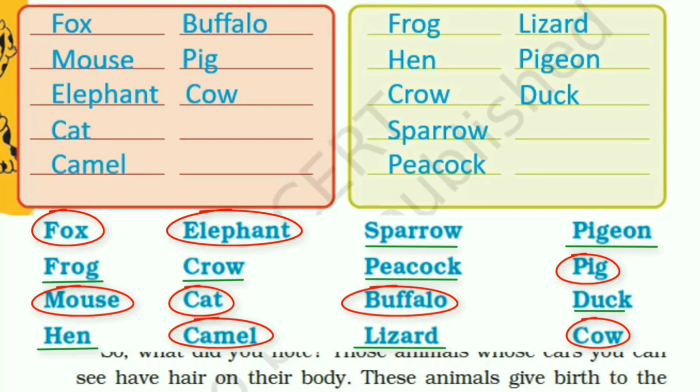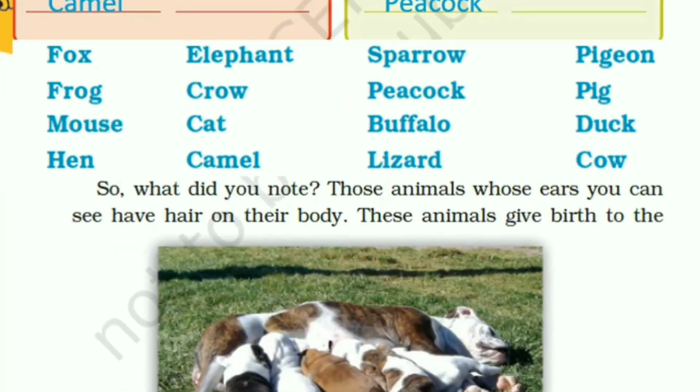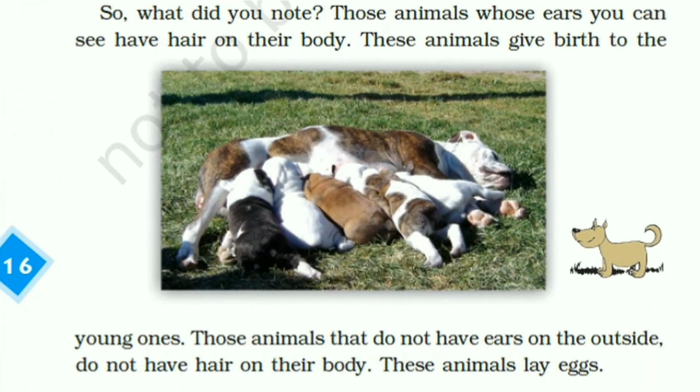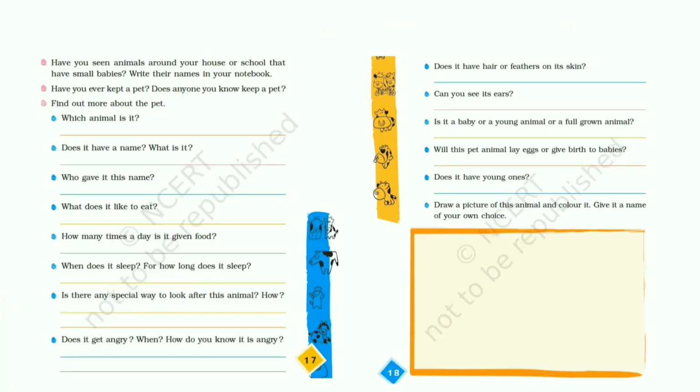So students, you have got a clear idea. Okay. So what did you note? Those animals whose ears you have seen have hair on their body. These animals give birth to the young ones. And those animals that don't have ears on the outside and don't have hair on the body, these animals lay eggs. Okay. Now moving to the next page.